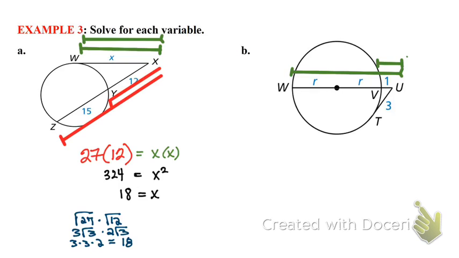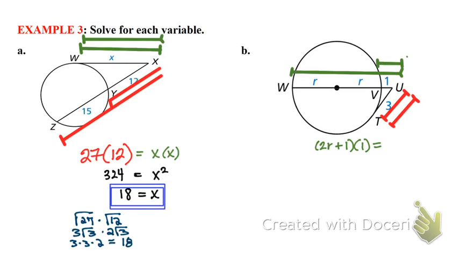Okay, you can see on this next problem that we've already highlighted the external part of a secant, which goes from W to U. The external part is just 1, but the whole thing has 2 radii plus the one on the outside. So you can write that expression as 2r plus 1, because you're adding all 3 of those together to get your entire secant segment. And you're only multiplying it by the external part, which is just a 1, so that's easy.